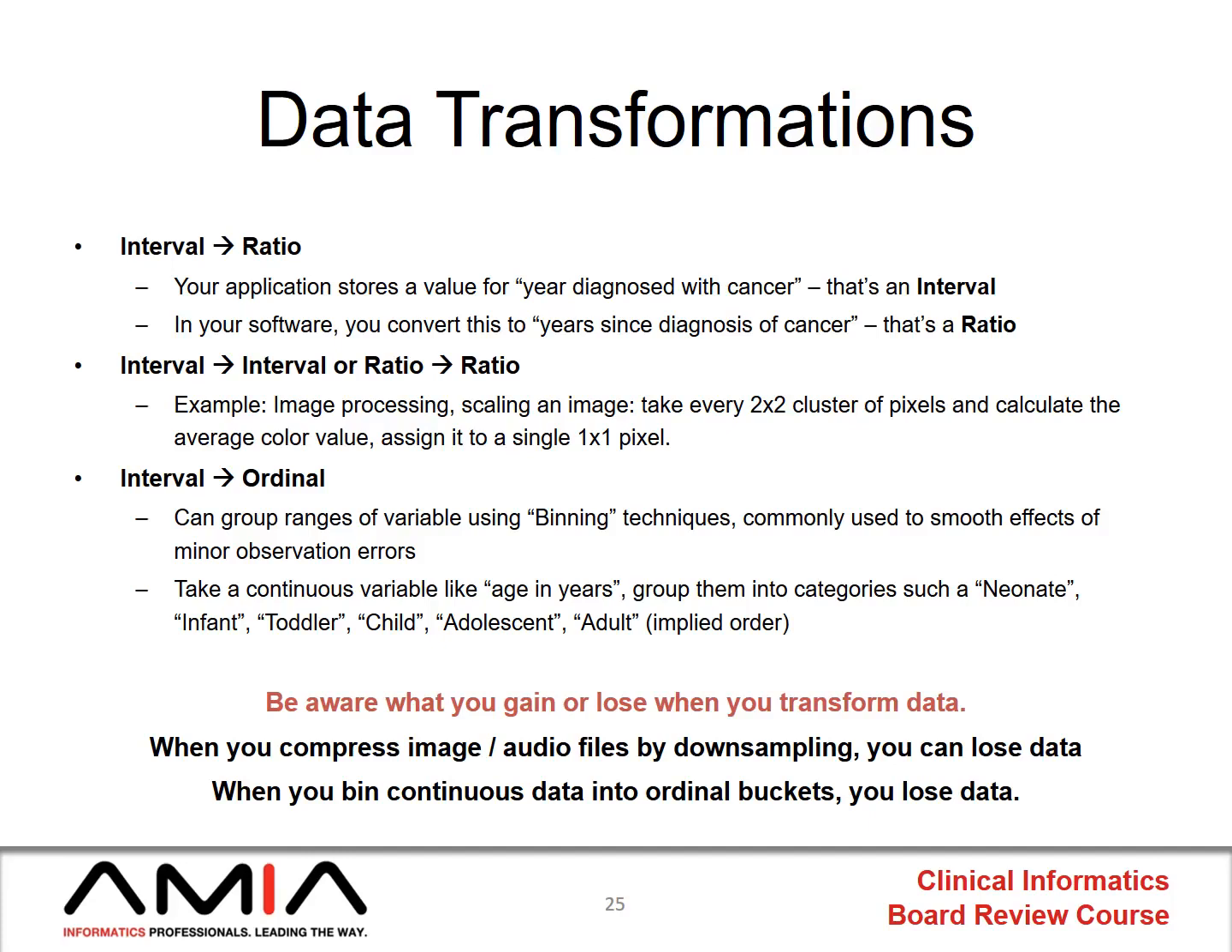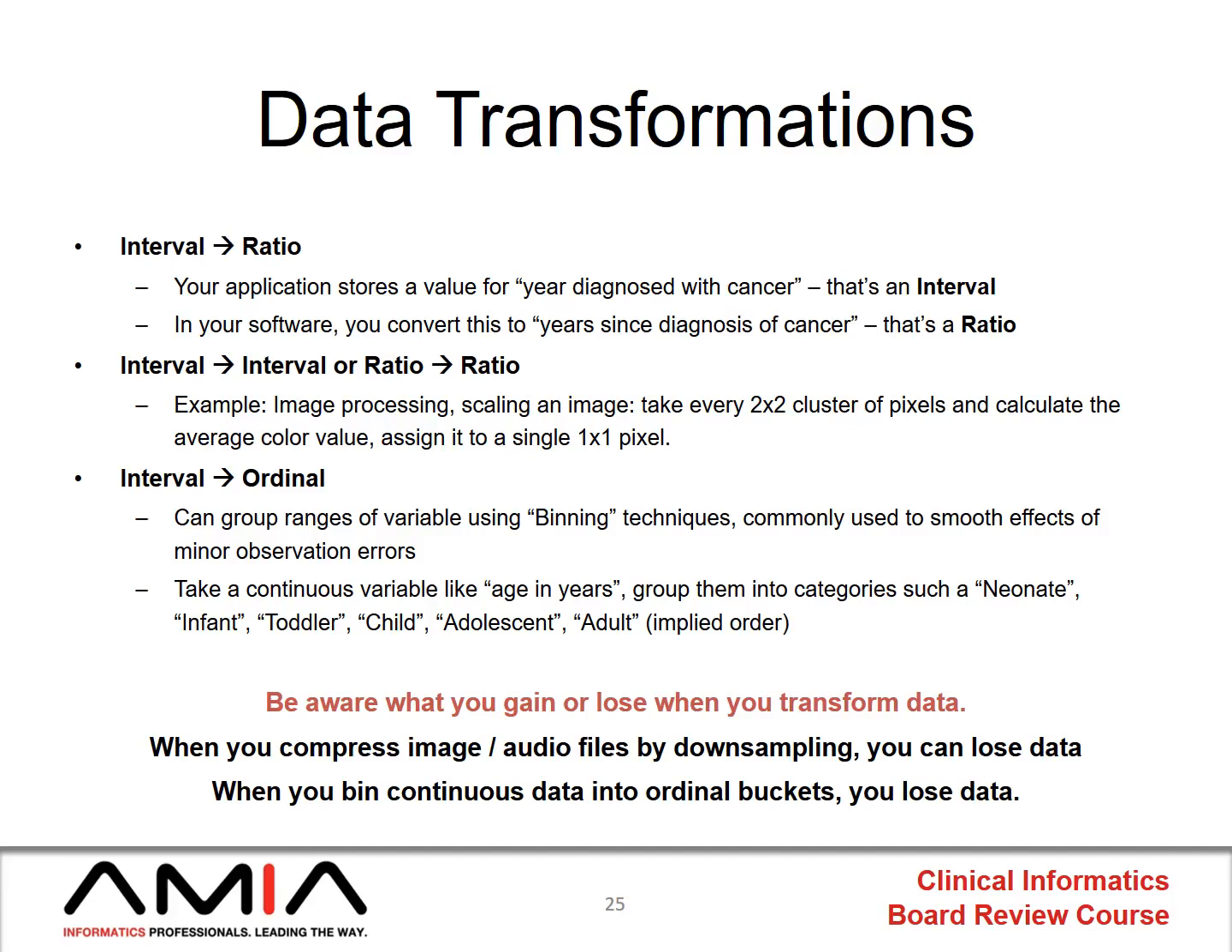Another example of a data transformation that has a very specific name is when you transform from interval to ordinal data. The name of this technique is binning, commonly used in the social sciences. It's very useful. For example, let's say I have a continuous variable like age, but I want to group it into useful categories for the purposes of analysis. I can use this to smooth out the effects of minor observation errors or to help make sense of the data I'm looking at.